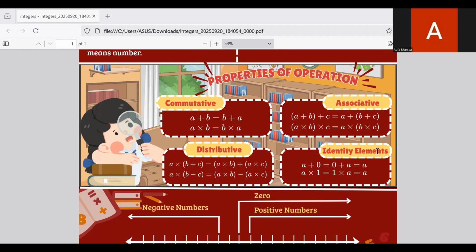The fourth, identity elements. A plus 0 equals 0 plus A equals A, and A times 1 equals 1 times A equals A. There are identity numbers that, when operated with other numbers, will not change their value. There are two identity elements here. The identity element for addition, which is 0, and the identity element for multiplication, which is 1.